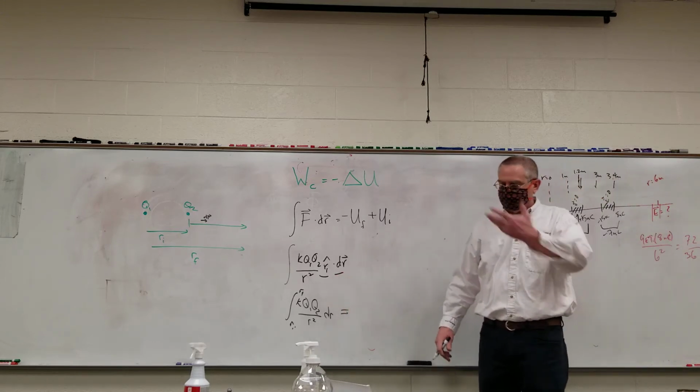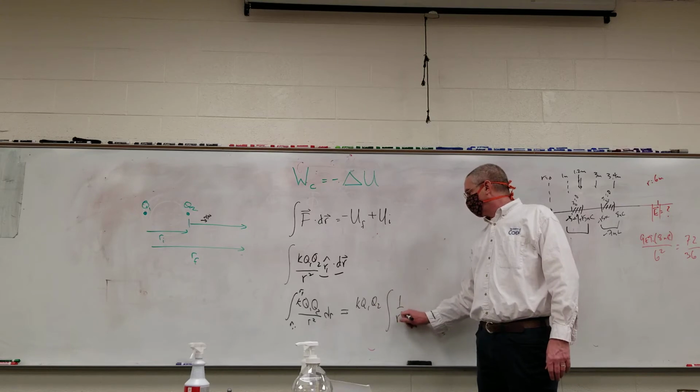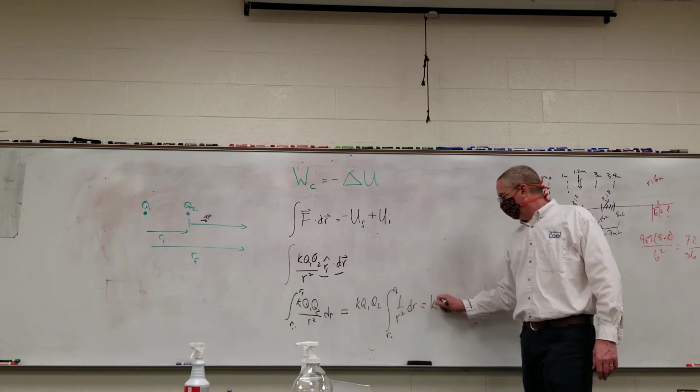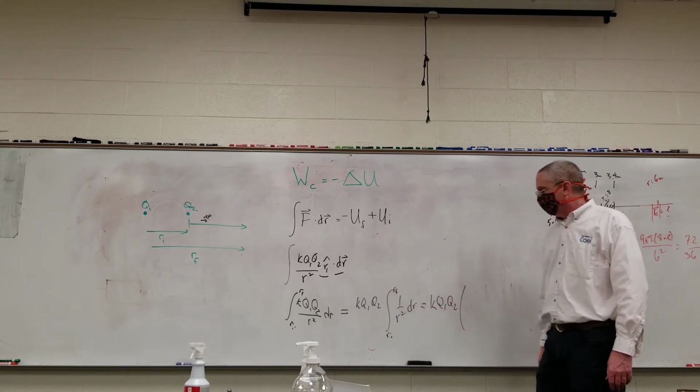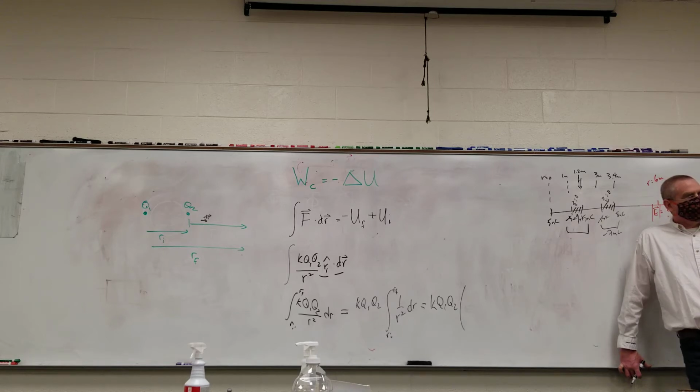Well, K Q1 Q2 are constants, so I can just pull that out. So I've got K Q1 Q2 times the integral of 1 over R squared dr from R initial to R final. So what's the integral of 1 over R squared dr? Negative 1 over 2 square root of R? No, negative 1 over 2 R squared? No.